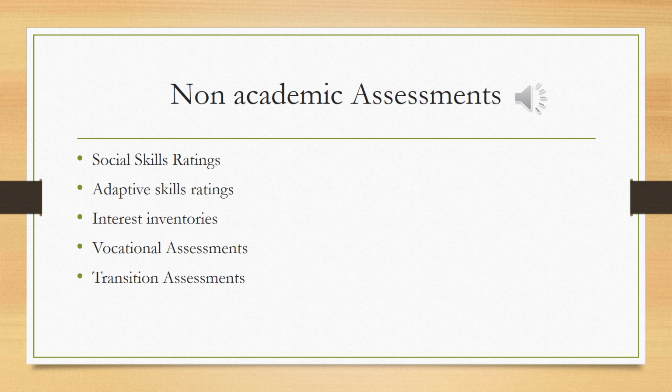As we mentioned before, sometimes there are assessments that are required that are not academic assessments. For our students with autism, we should do some social skills ratings to make sure we're addressing this area for these students. Our students with intellectual disabilities or emotional disabilities, we may need to look at their adaptive skills, do some ratings there, and track that progress as well. For our students transitioning, we are constantly looking at interest inventories, vocational assessments, and other transition assessments that may give us more information that will help that student prepare for life after their high school experience.